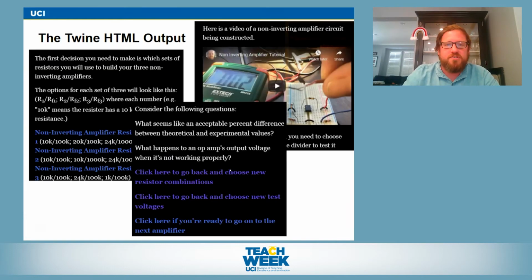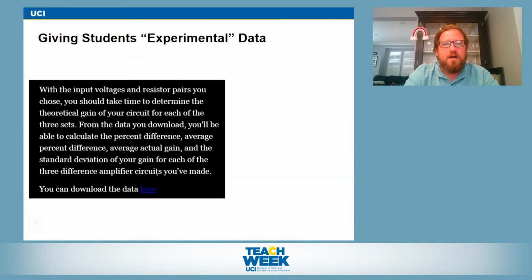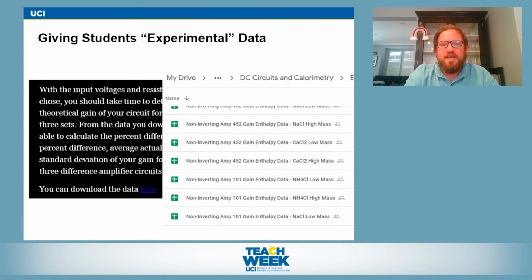So what it looks like for students, you can have pages that are entirely text with links that they choose. You can have pages with videos embedded in them and with text. And then you can have pages that branch out. So click here to go back, click here to go back to a different place, click here to continue. We can also give students, as I mentioned, their experimental data. So the link here will be different depending on the student's choices. And so we set up Google Drive folders and we make a bunch of data sets.